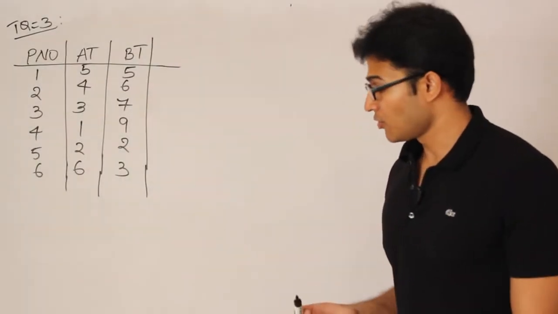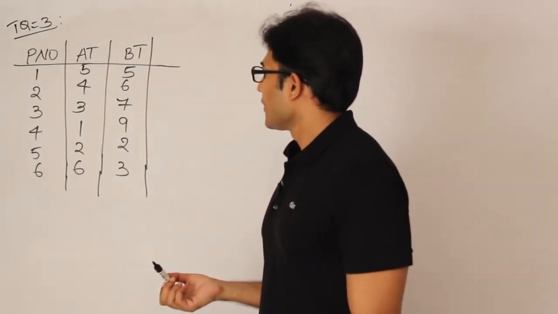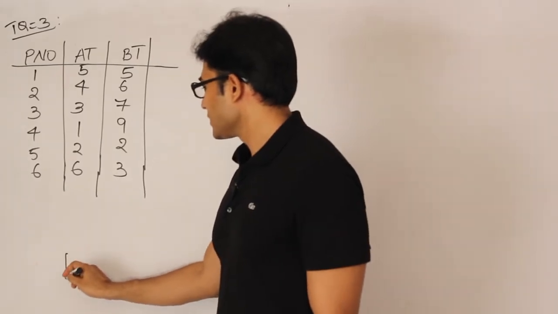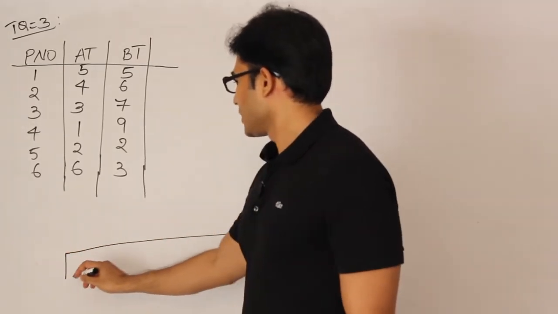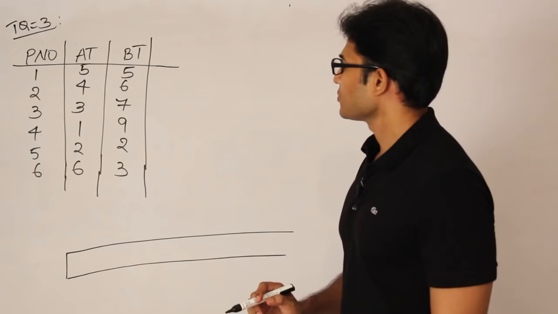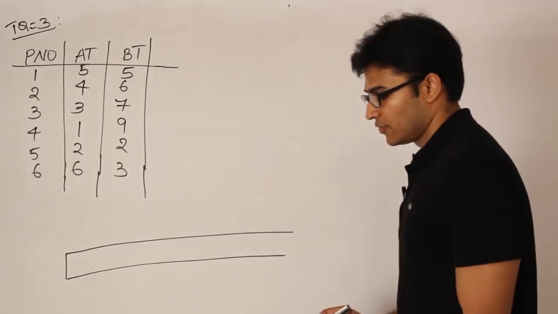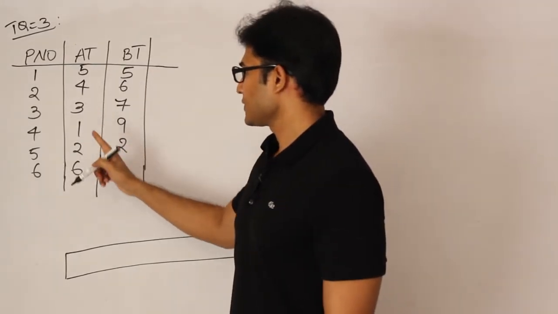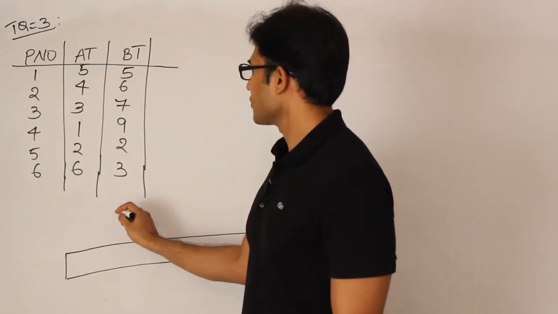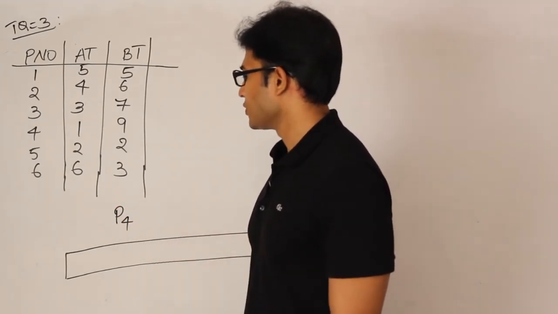Let's solve this one using round robin. So first of all, let's maintain the queue and the Gantt chart. So the queue contains what is the first process that has arrived. If you look at the arrival times, the first process has arrived at 1 and that is P4. Therefore P4 will be initially in the queue, right?